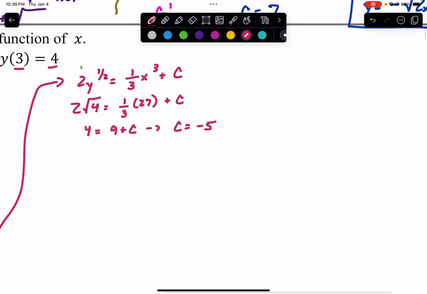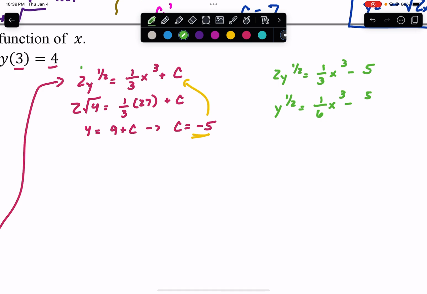You have to plug in this c at that step. So I'm going to do 2y to the 1/2 equals 1/3 x cubed minus 5. Now my first step in solving for y is to divide everything by 2. So y to the 1/2 is equal to 1/6 x cubed minus 5 over 2. You have to multiply both pieces by 1/2 or divide both terms by 2. Now I'm going to square both sides, and I get 1/6 x cubed minus 5/2, and all of that would be squared.